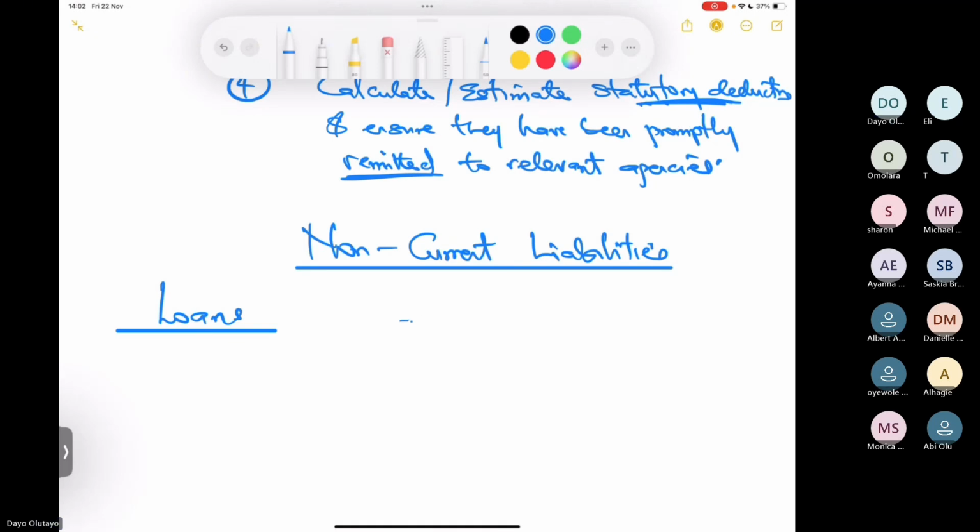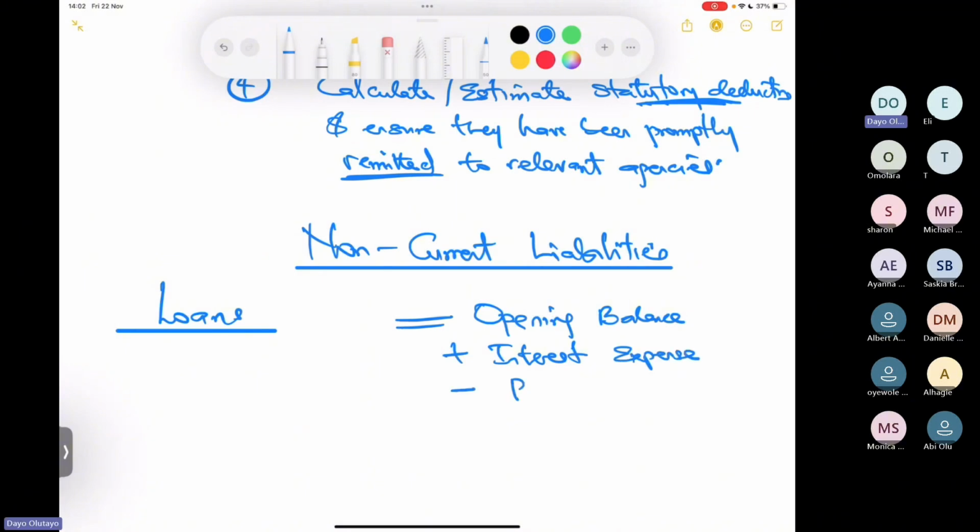Look at the movement schedule for loan. Always the opening, which is what the bank gave you. You're going to accrue interest on that opening balance that was disbursed to you. There will be interest expense, less repayment, and that will give you your closing loan balance. So anytime you are asked to audit loan balance, you must audit all of this.